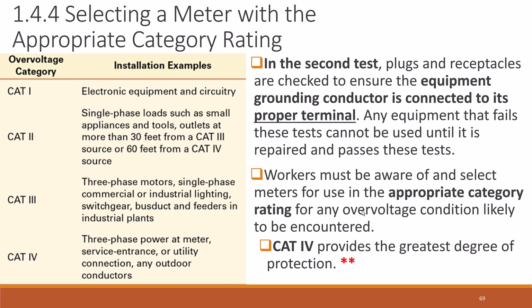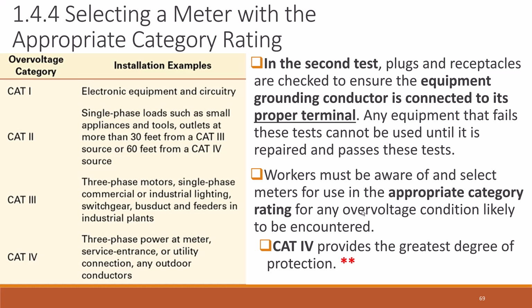Workers must be aware of and select the correct meters with the appropriate category rating for any overvoltage condition likely to be encountered. Okay, that's a mouthful. So we have this category system you see in this table on this page here, Cat 1, Cat 2, Cat 3, Cat 4, all in Roman numerals. So it's I, II, III, and IV. Okay. Lousy joke, I know.